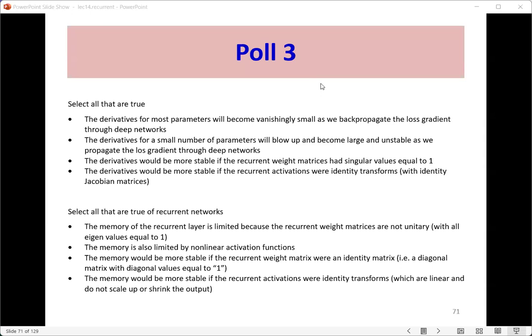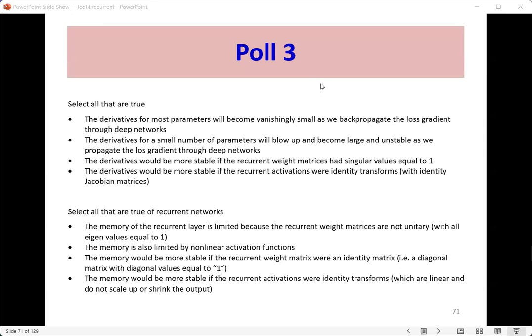What about the memory? The memory of the recurrent layer is limited because recurrent weight matrices are not unitary. True or false? Right, because if you have any eigenvalues that are greater than 1 or less than 1, some things are just going to die, correct? So the memory is also limited by nonlinear activations. True or false?